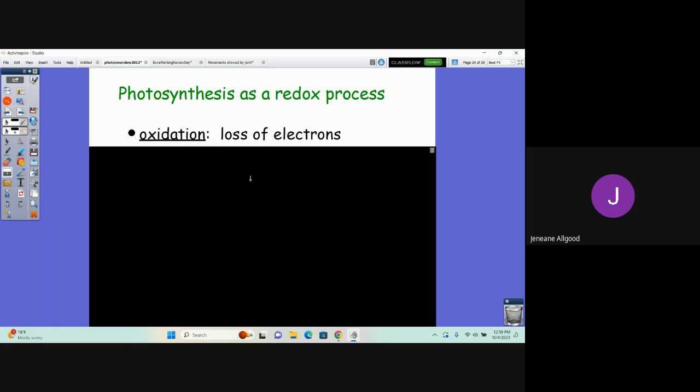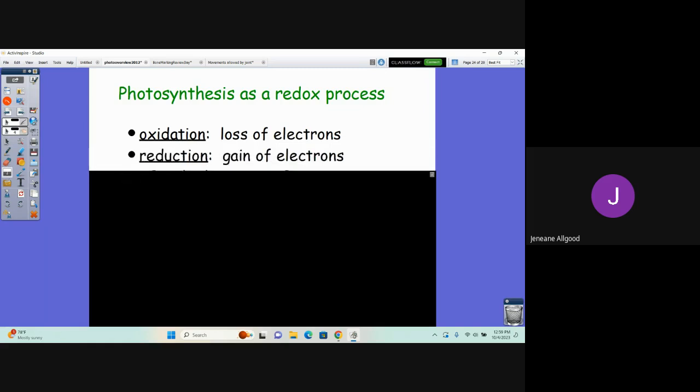Okay, oxidation refers to the loss of electrons. Reduction, I know that sounds weird, but reduction is the gain of electrons. So why would that be? Well, since electrons have a negative charge, if you're gaining electrons, you're kind of reducing your overall charge on the molecule. So that's why reduction is gain of electrons. But if you're like me, you might have trouble keeping this straight. So luckily there is a way to remember that.